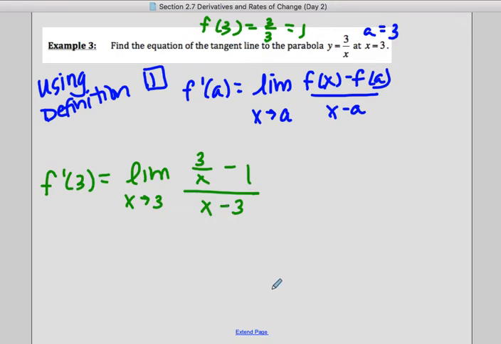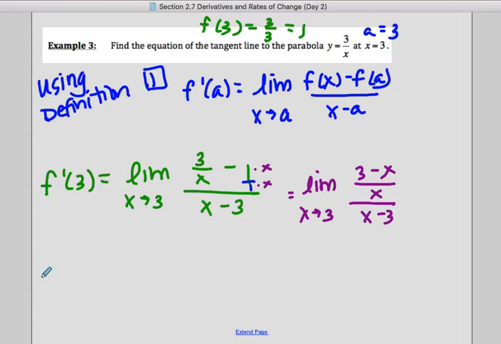I see multiple fractions, so I'm going to go ahead and get a common denominator. This is really 1 over 1. Then I'm going to times by x, the top and bottom. So I would have 3 minus x all over my common denominator, and then all over x minus 3. And then I still have my limit. I haven't plugged anything in yet, because if I tried, I have 0 in my denominator.